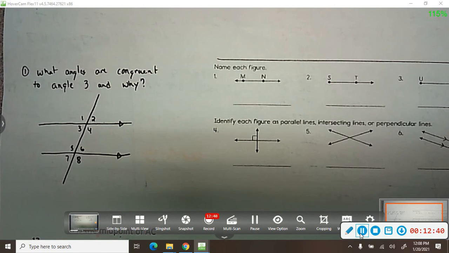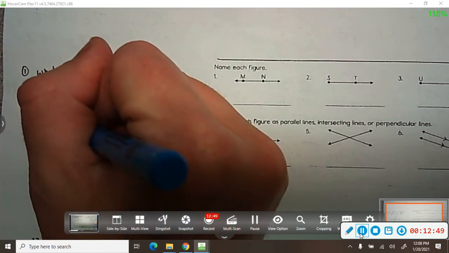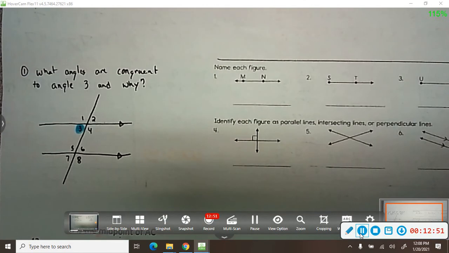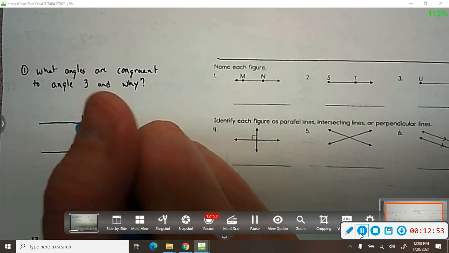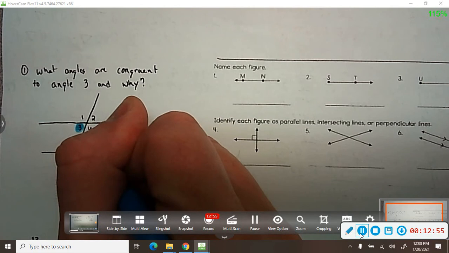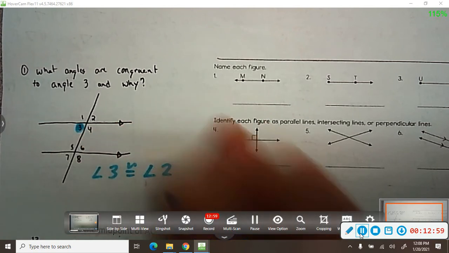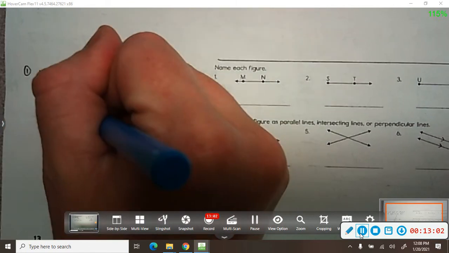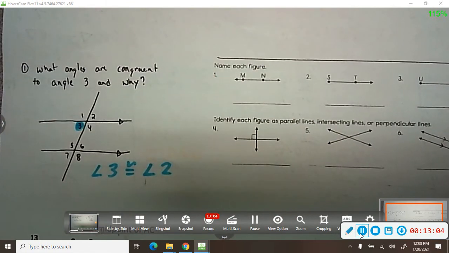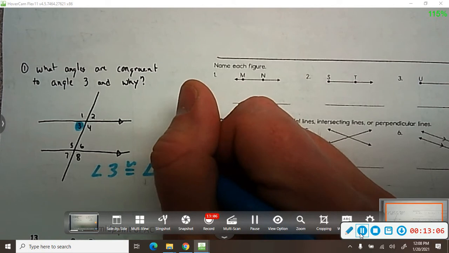Alright, this whole page is review. So, what angles are congruent to angle 3 and why? So let me mark angle 3. It's right here. So I'm going to first say that angle 3 is congruent to angle 2. So these are congruent. How do I know that? Those are called vertical angles.